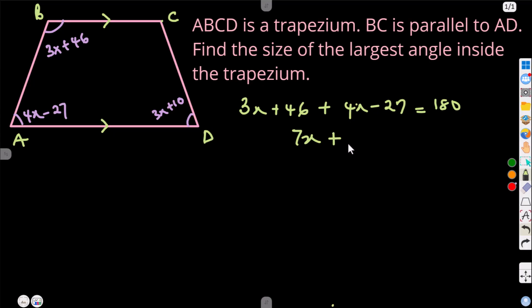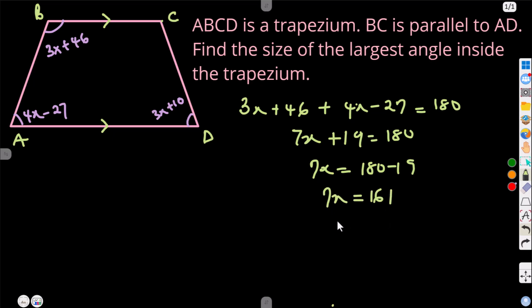Is it 19? Oh, okay, 19. Yeah, 19. And it equals 180. And of course, you subtract 19 on both sides. 180 minus 19 will give you 7x equals 161. And to get x, I will divide 161 by 7. I'll get 23. So we now know what the value for x is.